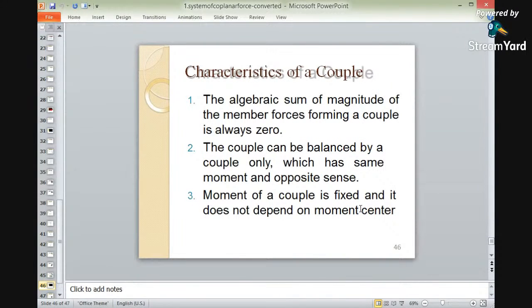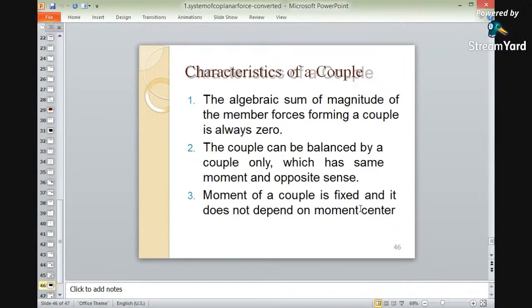Again, what are the different characteristics of a couple? The algebraic sum of the magnitudes of the forces forming a couple is always zero. The second point is that a couple can be balanced by a couple only when it has the same moment and opposite sense, because when two forces with opposite sense, unlike parallel forces, are applied with the same magnitude, say 10 or 20 newtons, they are separated by distance d.